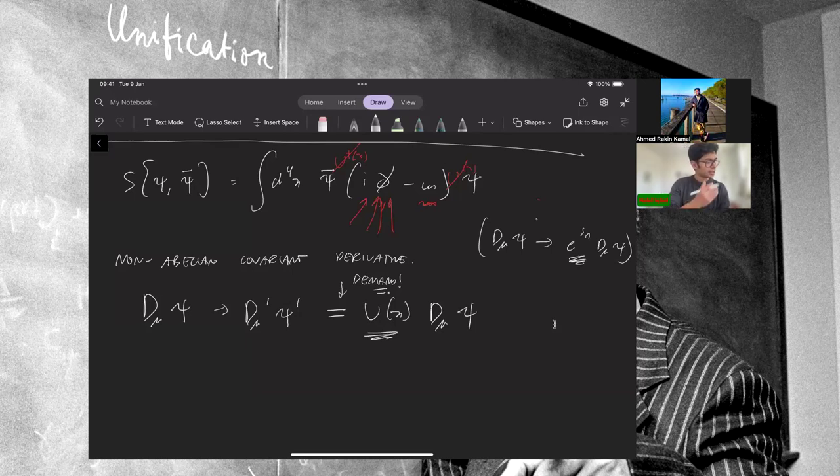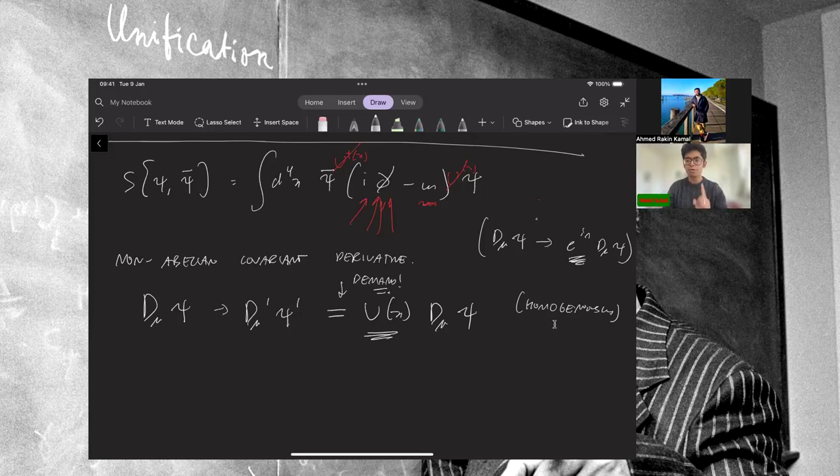By the way, this statement that it transforms like this is called transforming homogeneously. This is some lingo you will sometimes see. What homogeneously just means is that it transforms nicely with an overall U on the left-hand side, with no extra plus d_mu lambda pieces floating around.